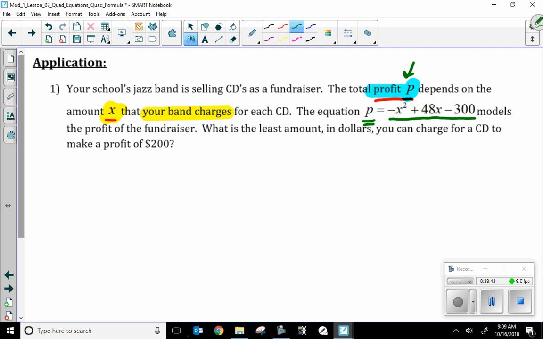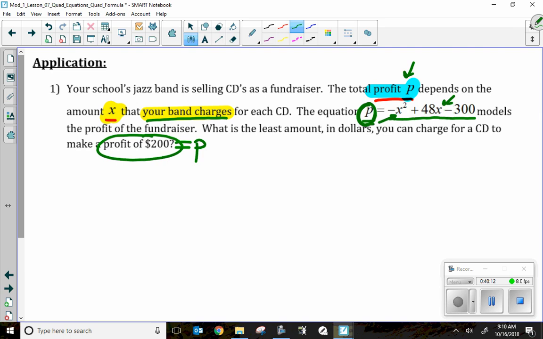And x is what your band charges. Okay, that models the profit for your fundraiser. What is the least amount in dollars that you can charge for a CD to make a profit of 200? Right here, profit's 200. 200 is what P is. So for this number right here, we're going to put 200.